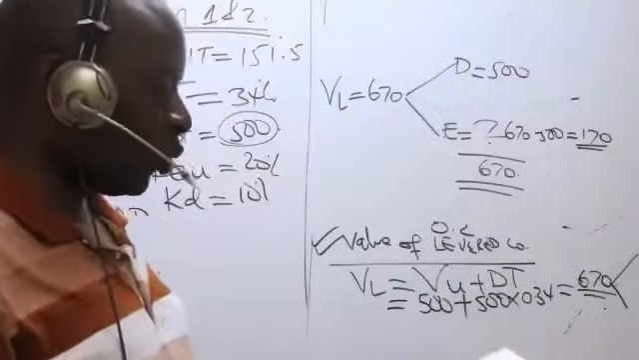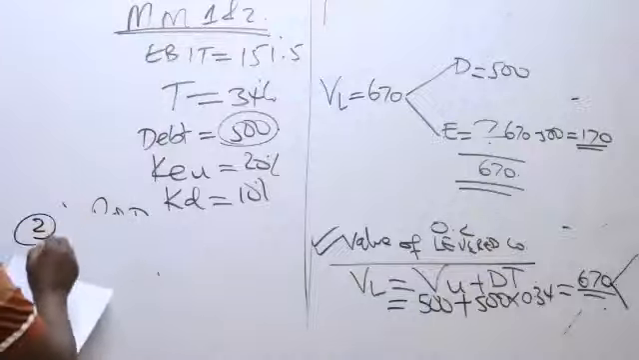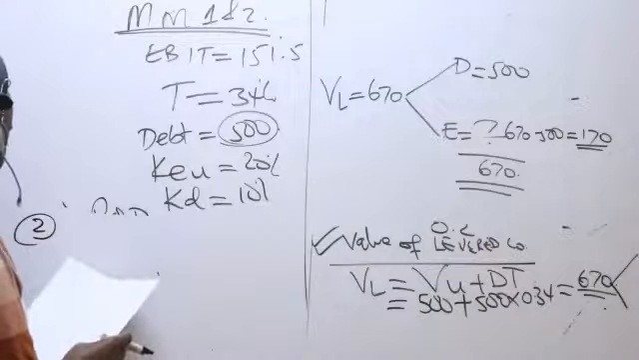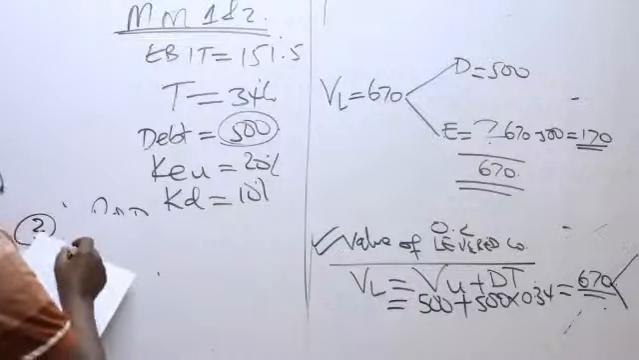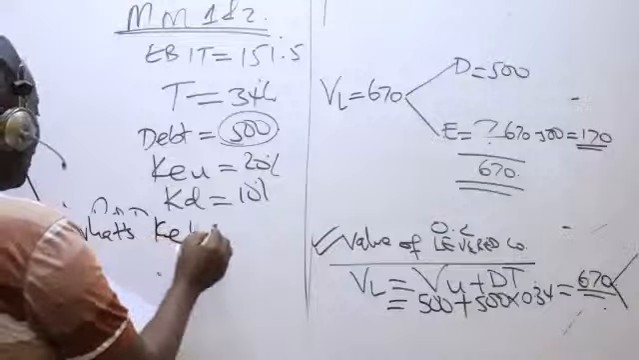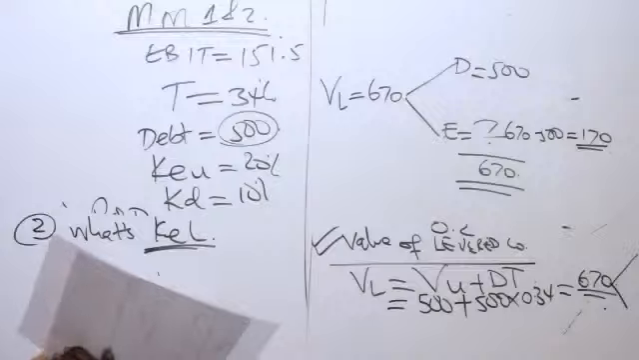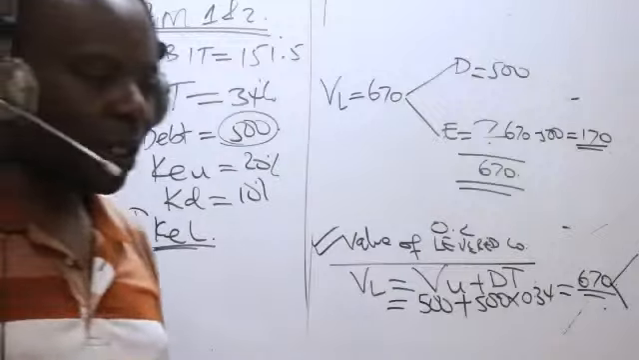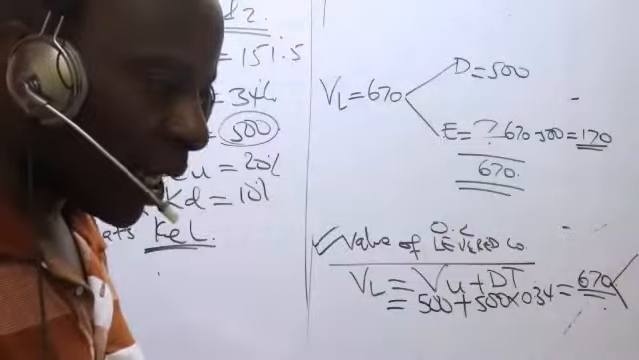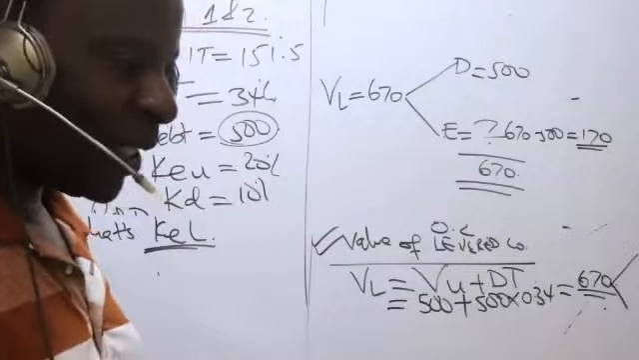So number two, this was the first requirement. The second requirement, number two: what is the cost of equity of the levered company?